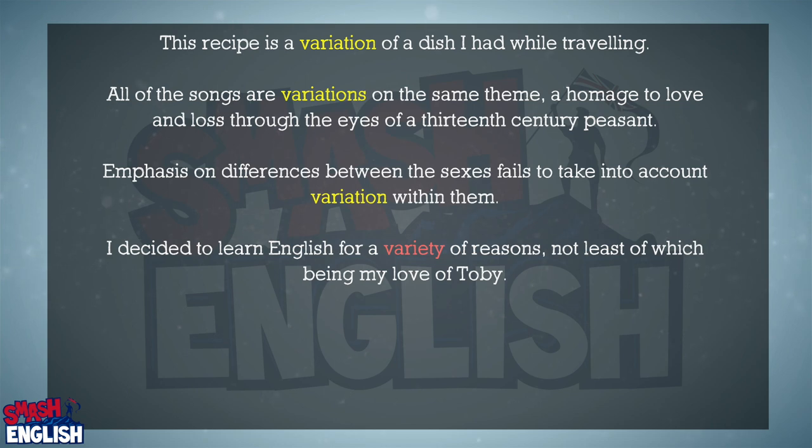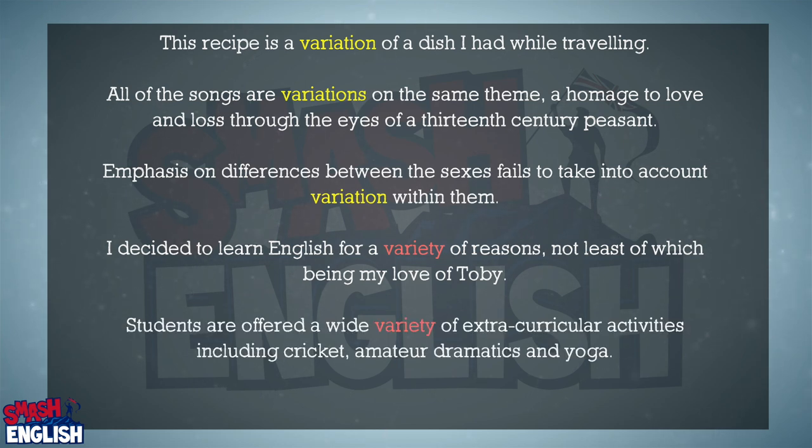Variety is collocated strongly with reasons. Students are offered a wide variety of extracurricular activities, including cricket, amateur dramatics, and yoga. Here, variety means range again. Variety is strongly collocated with the adjective wide.